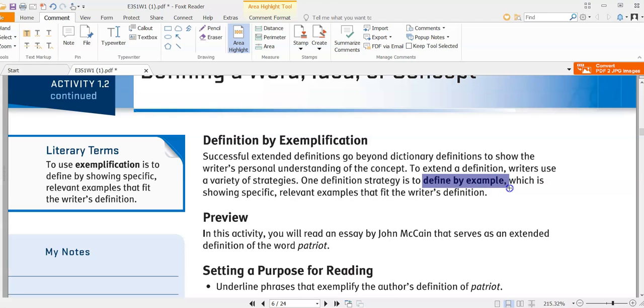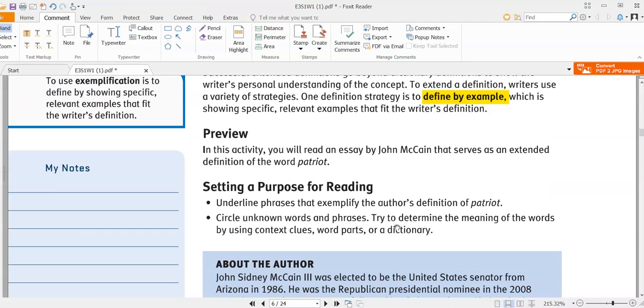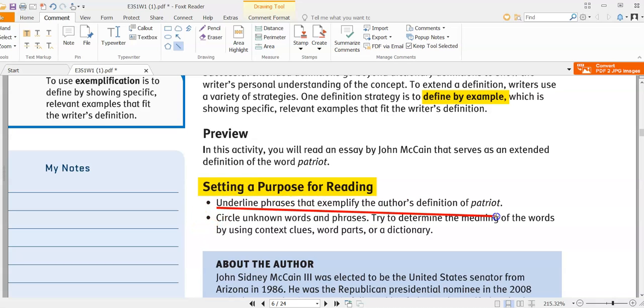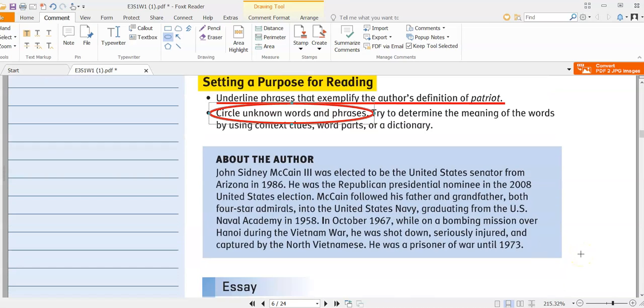So, in this activity, we are going to be reading an essay by John McCain that serves as an extended definition of the word patriot. Now we have the setting a purpose for learning section. This is the most important part of the entire Springboard because it's the part that explains what you need to look for while you're reading. I always want to point out the setting a purpose for reading. So the first thing it wants you to do is underline phrases that exemplify the author's definition of patriot. The second thing we're going to need to do is circle unknown words and phrases. Try to determine the meaning of the words by using context clues, word parts, or a dictionary.